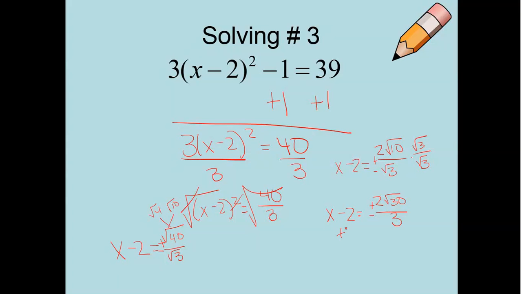Now, notice, x isn't alone. So now what I'm going to do is add 2. If you ever add 2 after you square rooted both sides, what you're going to want to do is just place it right in front of that plus or minus. So I'm going to go 2 plus or minus and then just go ahead and write out what you got. Just like that.